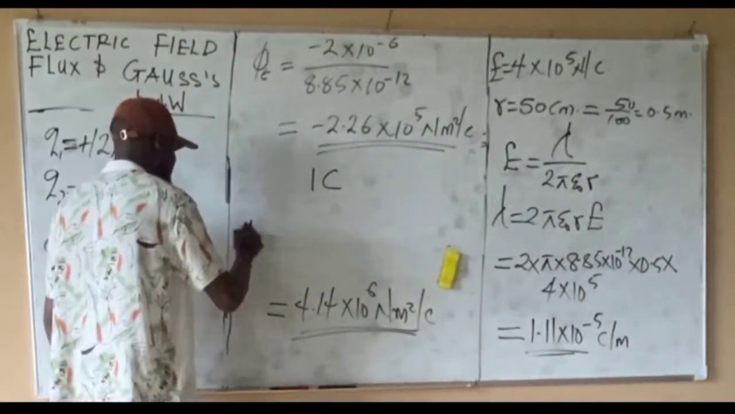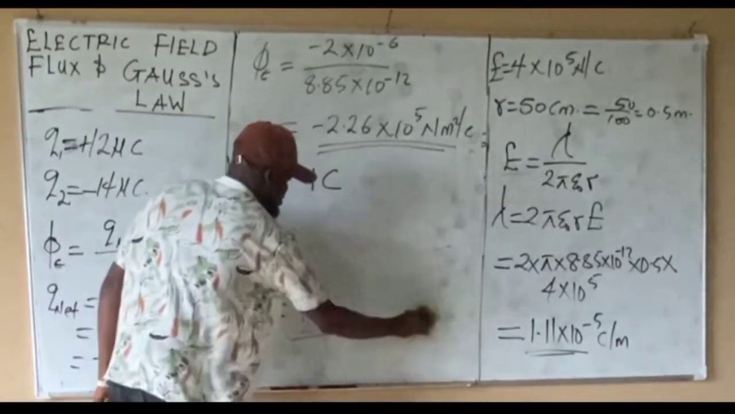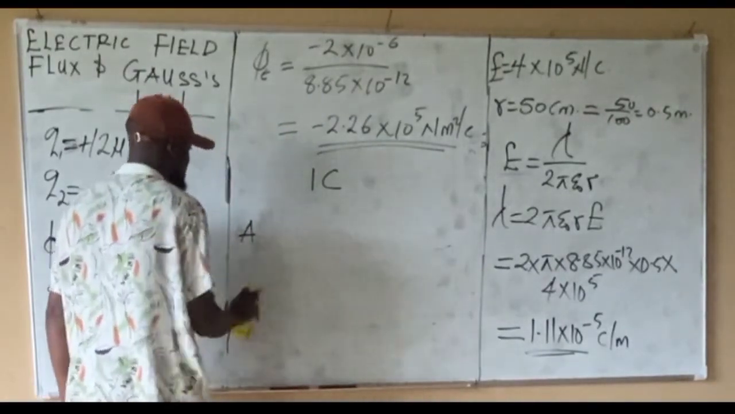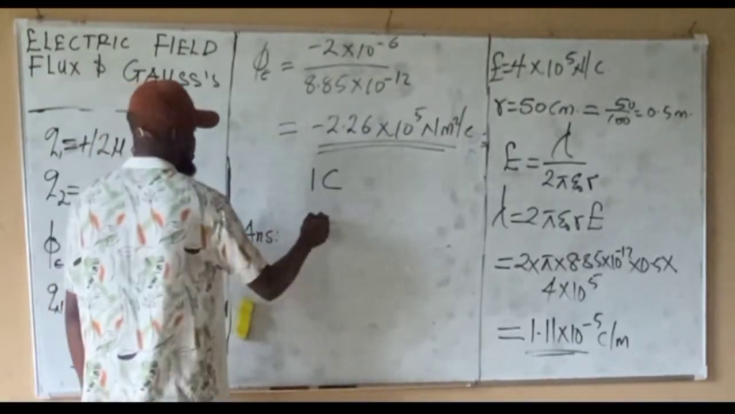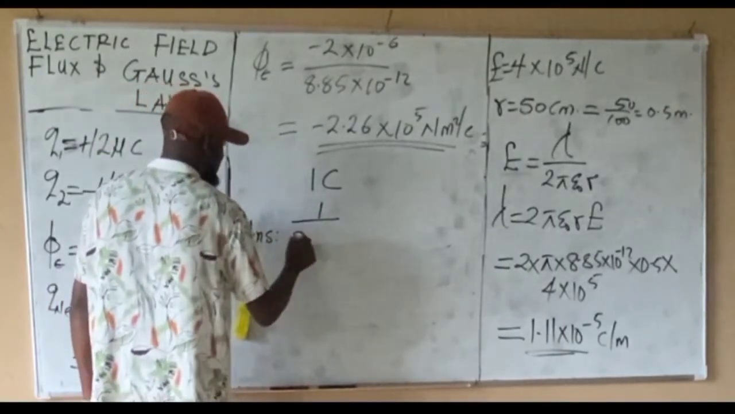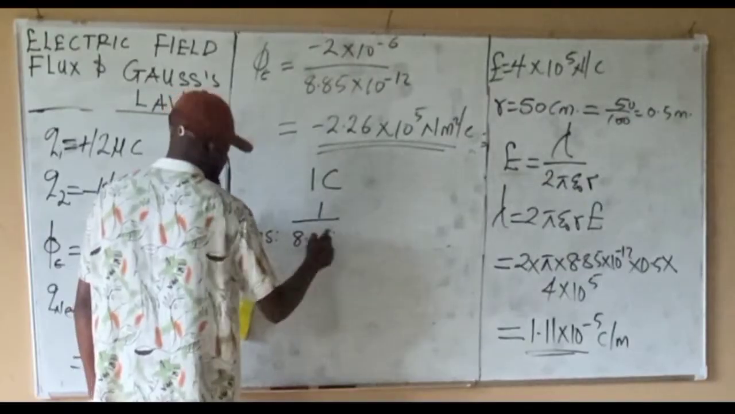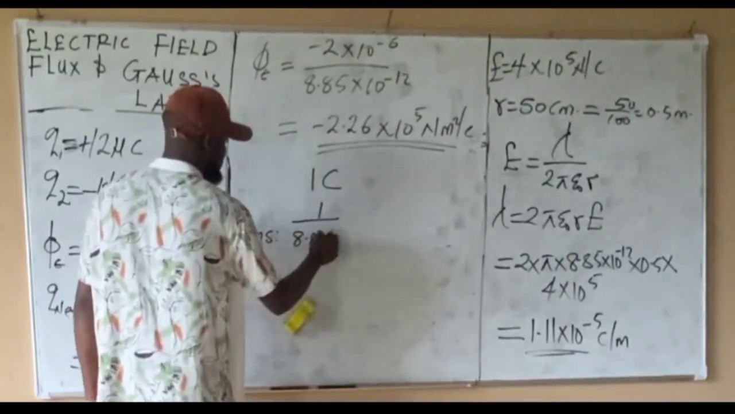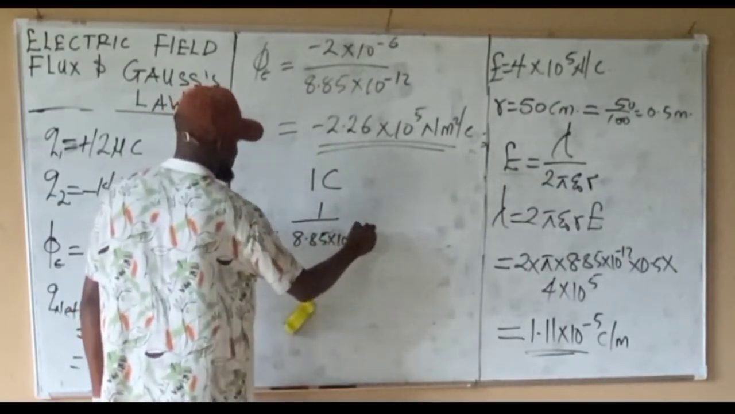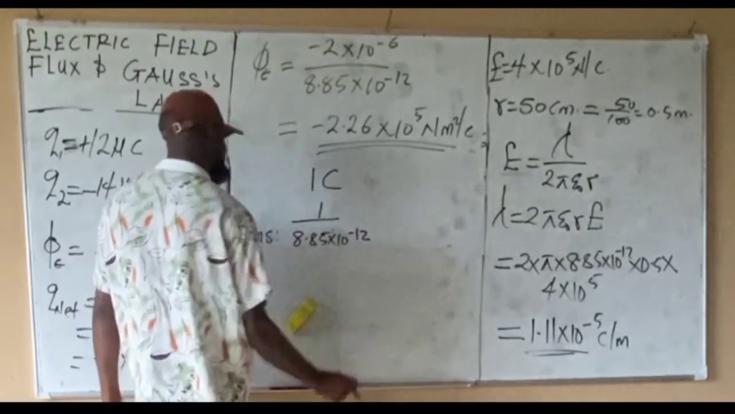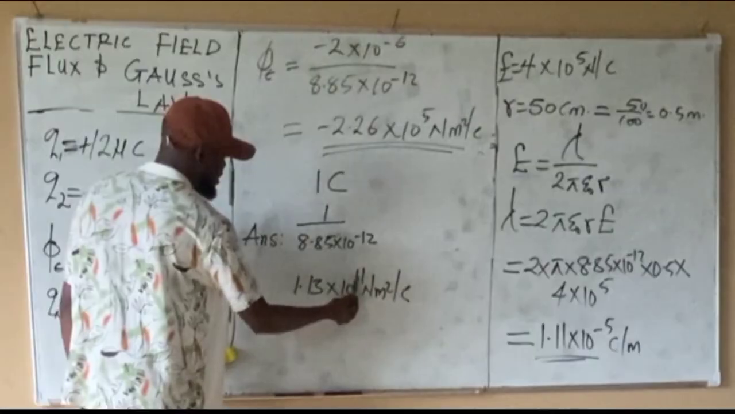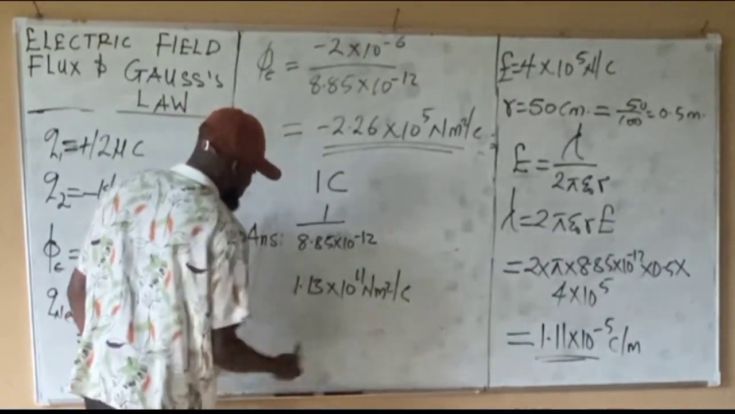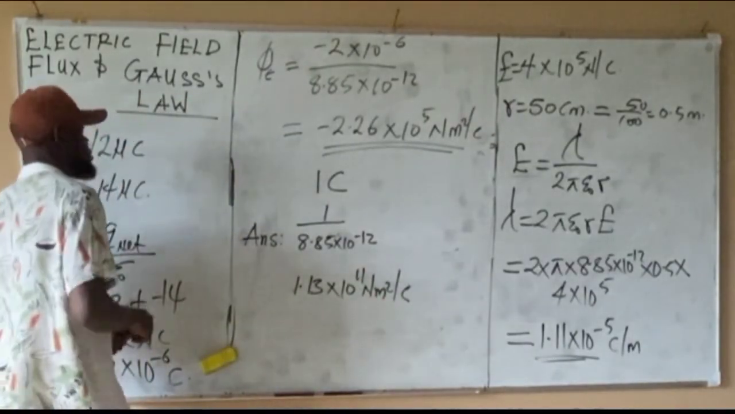The answer is going to be either 1 over 8.85 times 10 to the power minus 12, or 1.13 times 10 to the power 11 Newton meter square per coulomb. That will be the answer to that.